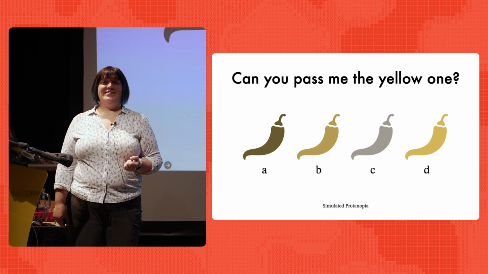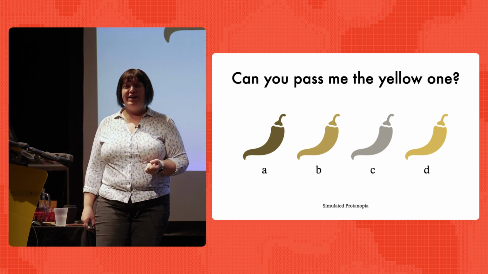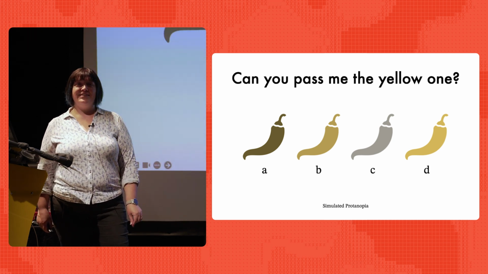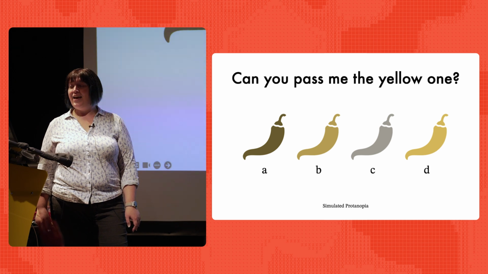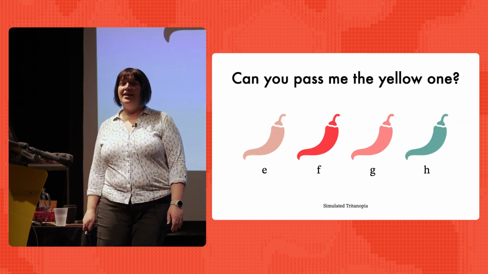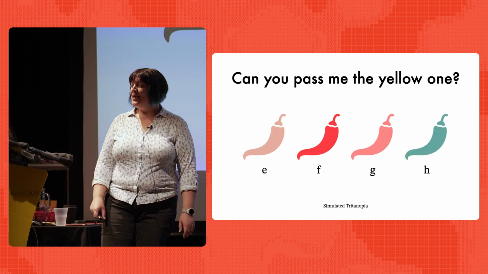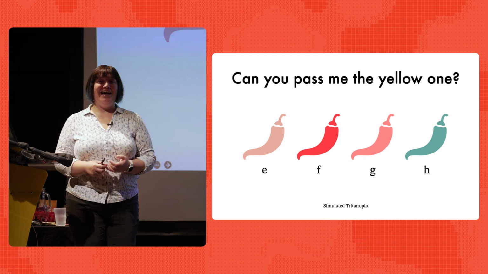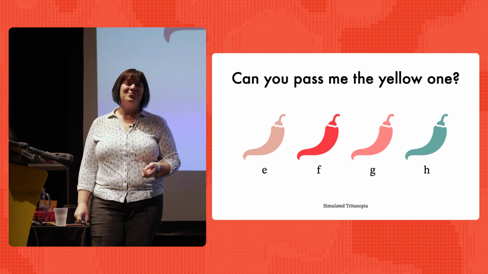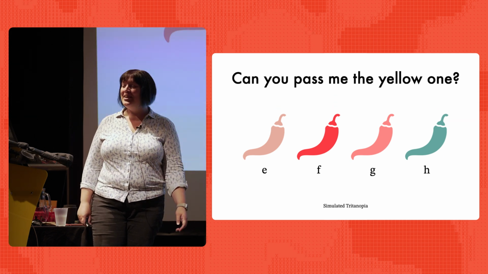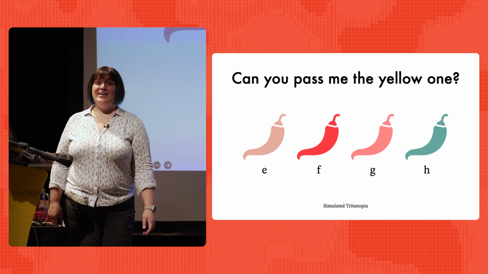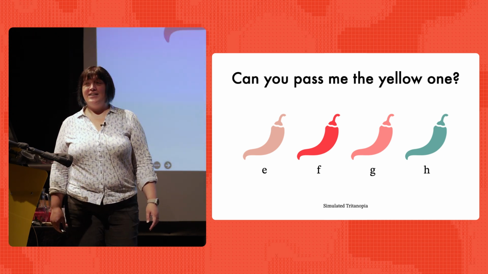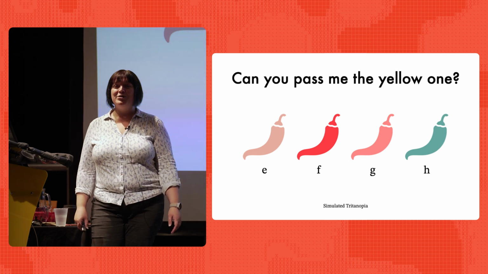Which one is it? Put your hands up if you think it's A, B, C, and D. In that case, it was D. I've now simulated a different type of colour blindness. This one is tritanopia, and I've moved them around. So, which one of these is yellow? Is it E, F, G, and H?